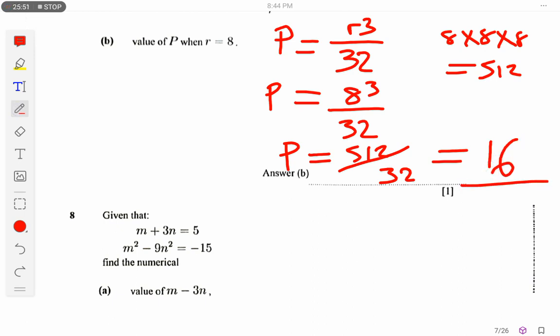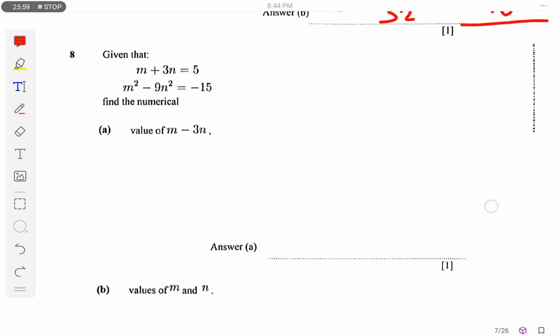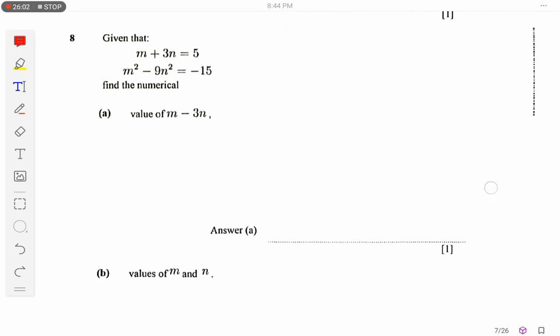Okay. So you do step by step. You start by 2 into 32 and you do that up until you get to 16. Okay. That's how I did it. Now let's move on to number 8.